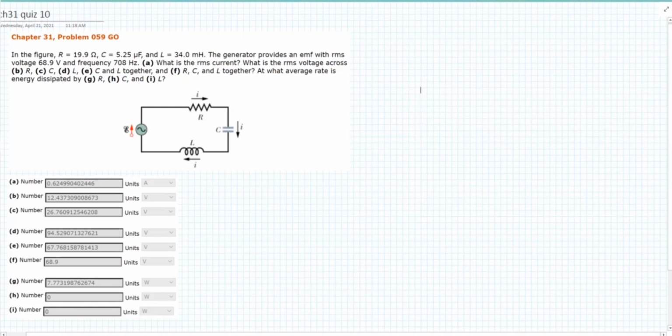In some ways, this is like the ultimate problem. This kind of ties together, maybe not everything, but a lot of stuff. We have an RLC circuit. We know what the generator is doing. We know the frequency. What's the RMS current? Number one says I RMS is the $ sign. That's for part A. So they're giving us a lot of information. Here's Ohm's law.